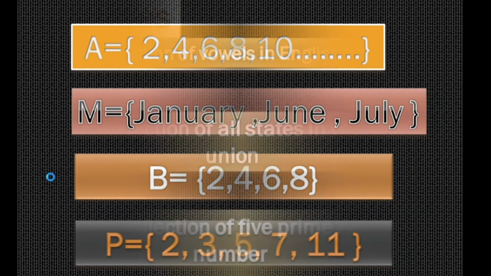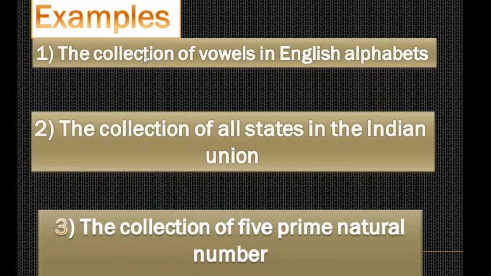Next one. For example, if it is given this way, the collection of vowels in the English alphabet. What are vowels? A, E, I, O, U. How do we write it? I will write vowels V equals curly bracket open A, E, I, O, U. They have to be separated with a comma. So these are the conditions to write a set. The set name should be in capital letter, whereas the members should be in small letters.